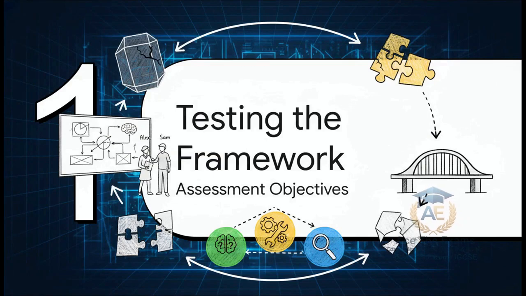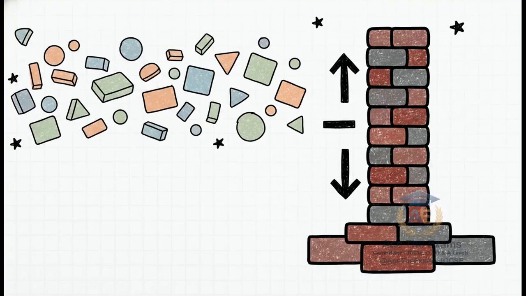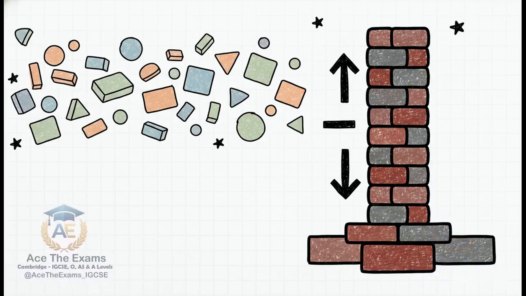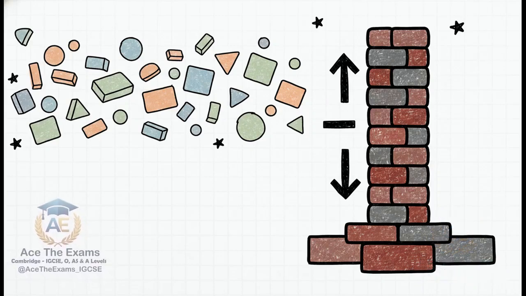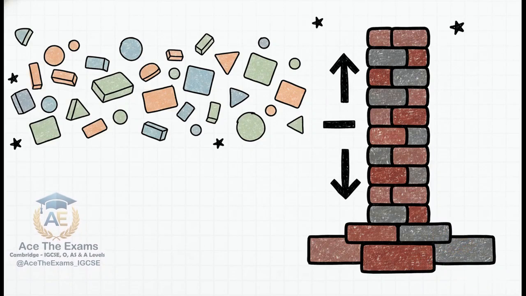Section 1. Stress testing the framework. Let's look at the assessment objectives. As Alex and Sam map out their structural skeleton on our digital grid, you can really see that the assessment framework requires highly logical reasoning. It's all about balancing knowledge, application, and analysis. The source material is crystal clear on this. Examiners prioritize analytical depth way over superficial breadth.